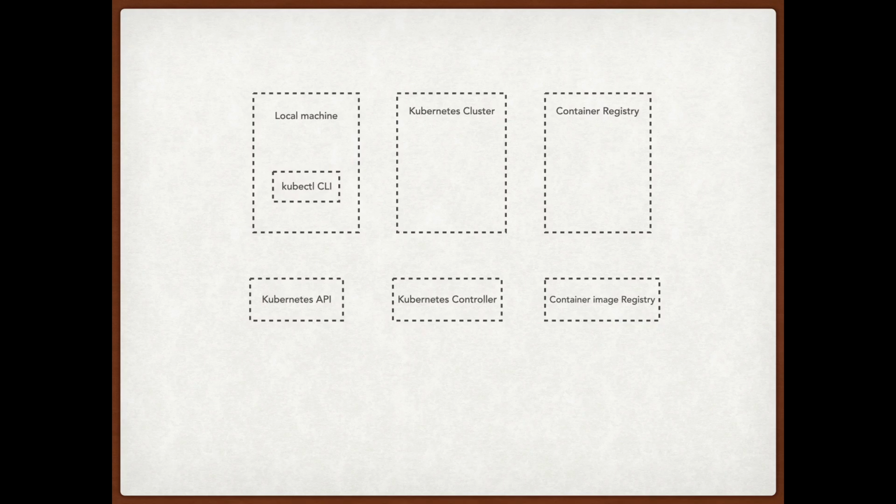Interaction flow. The user interacts with kubectl on their local machine, sending commands to the Kubernetes API server. The Kubernetes API server communicates with controllers to make changes to the desired state of the cluster. The controllers ensure that the actual state of the cluster converges towards the desired state. The Kubernetes cluster schedules and runs containerized applications using images stored in the container registry.